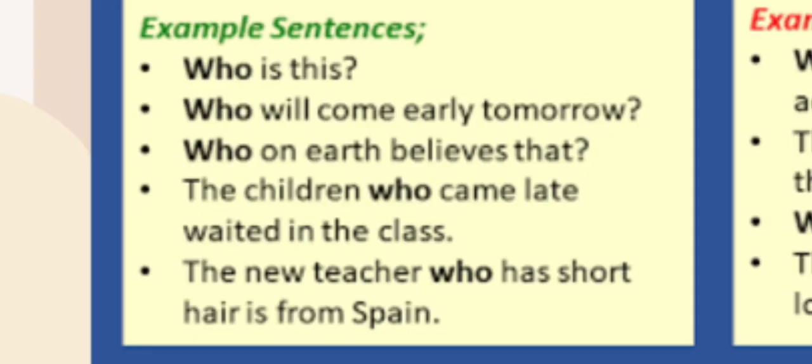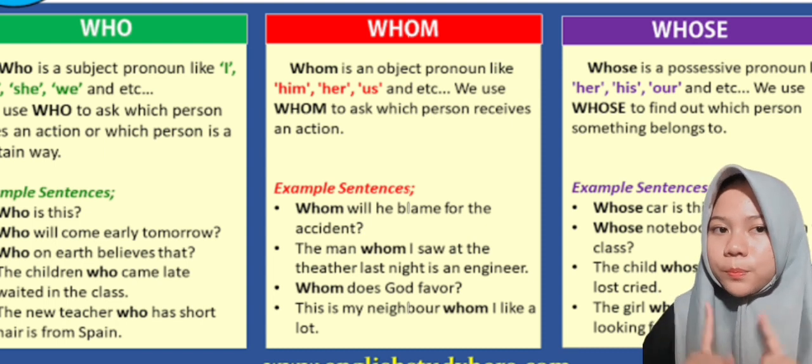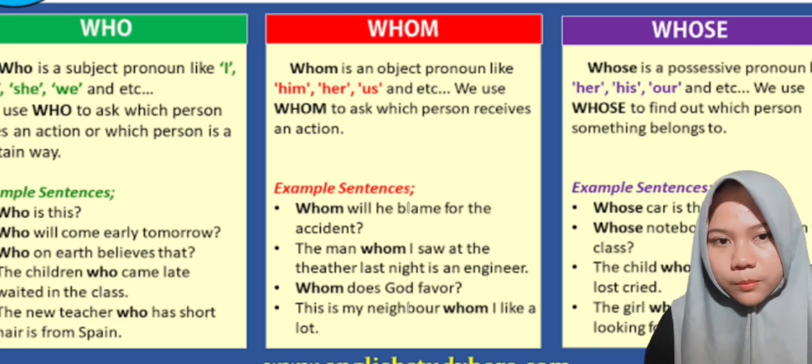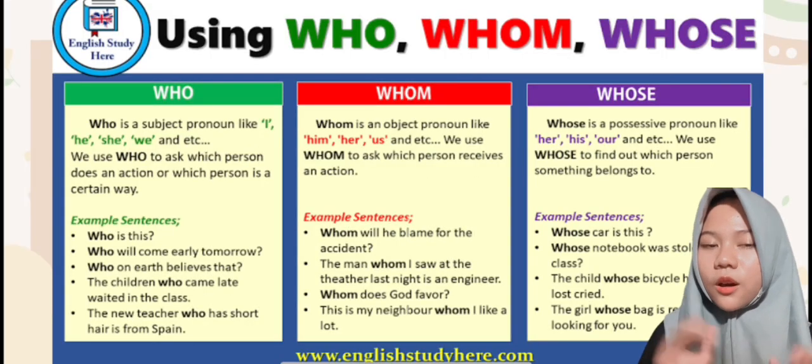For example, who is this? Who will come early tomorrow? Who on earth believes that? And then whom. Whom is used to ask which person receives an action. For example, whom will he blame for the accident? Whom does God favor?